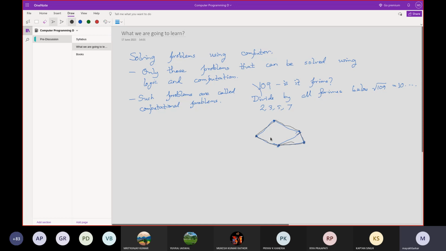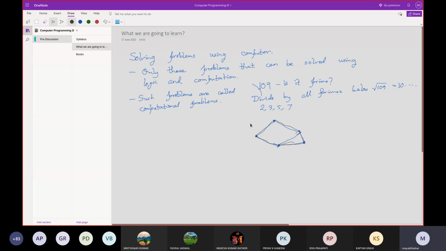And whenever you obtain a problem that can be converted or given some terminology so that it can be described using logic and computation, you can solve that using a computer. Obviously, you can solve that using pen and paper as well, by thinking of the logic and performing the computation step by step. But once the problem size becomes huge, you cannot do that on pen and paper.